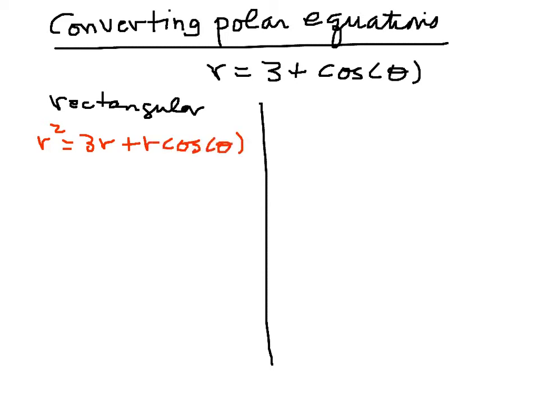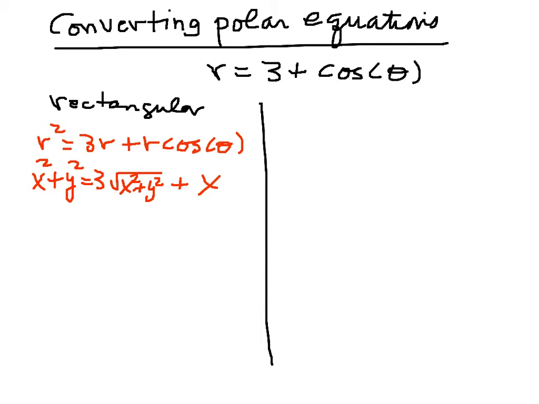theta. Now, do you remember what r times the cos of theta is? And do you remember what r squared is? So this simply becomes x squared plus y squared is equal to 3 times the square root of x squared plus y squared plus x. And you can fiddle with that a little bit, but there it is. Now it's changed from being in polar form to rectangular form.